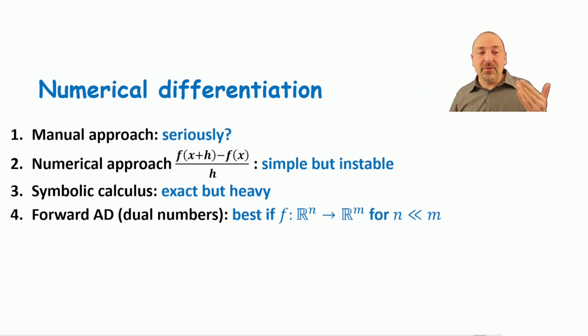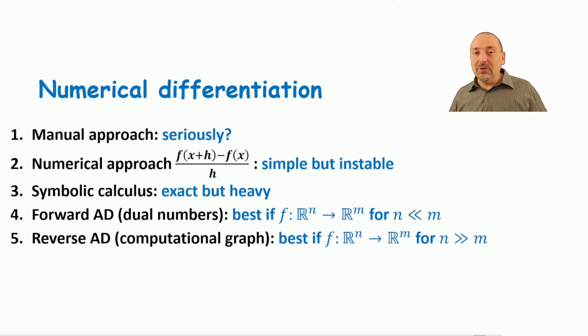You might do the forward automatic differentiation. That is, in general, the best solution when you have a function that starts from few variables and goes to many. You can do the reverse automatic differentiation, which is generally the best when you start from many variables and go to few. Okay? This is not the end of the story, but I think it's quite a good overview.